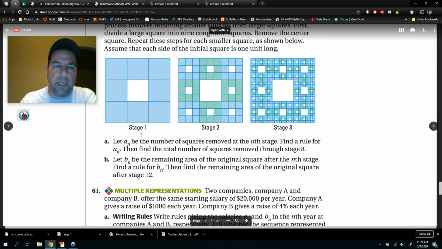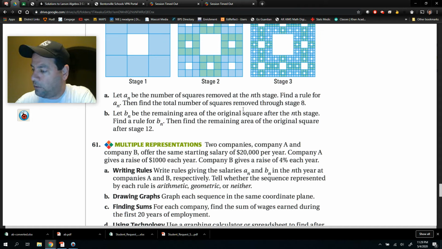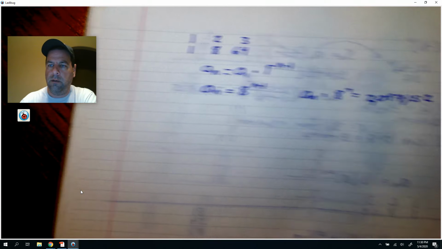Okay. Now let A be the number of... I think that's A part. We're good. Find the total number of squares removed through stage 8. So I'm just going to go A sub n is equal to 8 to the 7th power, and I have to go with the old calculator here for that. 8 to the 7th is 2097152. Boom. And y'all can't see any of that.